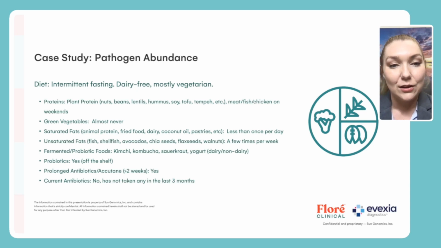When we dive into this patient's diet a little further, and we asked him about some of the content of his diet, we found that he gets most of his protein through plant protein, and he eats meat, fish, and chicken just on the weekends. When asked about eating green vegetables, this patient was honest with us and said almost never.